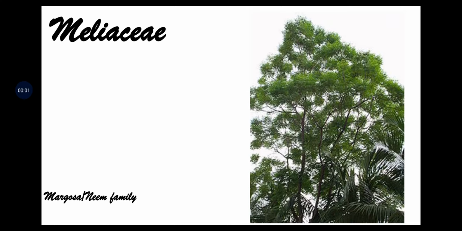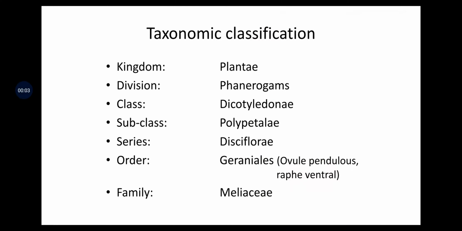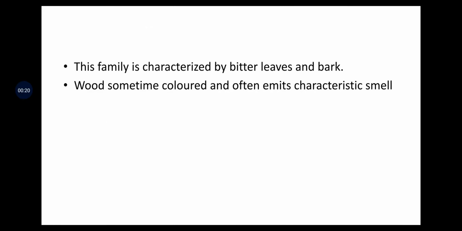Meliaceae family is Margosa or Neem family. It belongs to kingdom Plantae, division Phanerogames, class Dicotyledone, subclass Polypetalae, series Disciflorae, order Geraniales, that is ovule pendulous and raphe ventral, family Meliaceae. Meliaceae family is characterized by bitter leaves and bark.